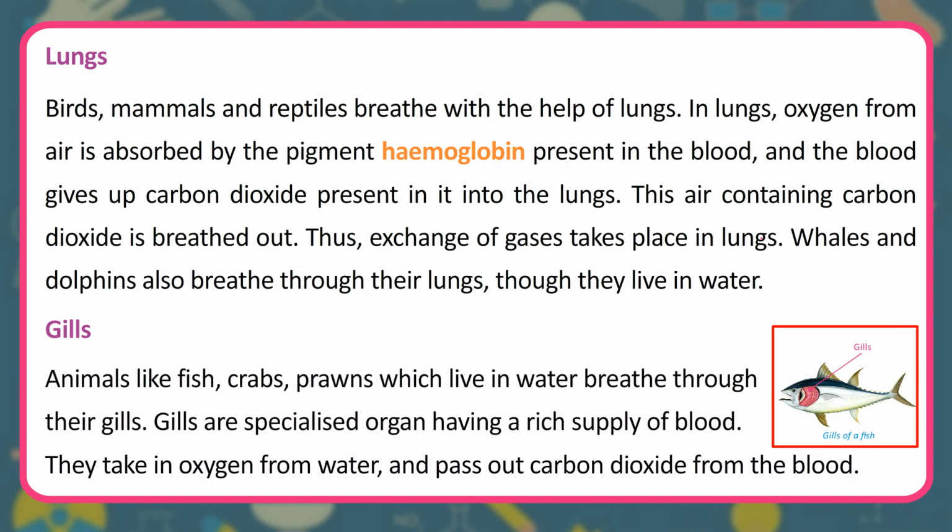Gills. Animals like fish, crabs, prawns which live in water breathe through their gills. Gills are specialized organs having a rich supply of blood. They take in oxygen from water and pass out carbon dioxide from the blood.